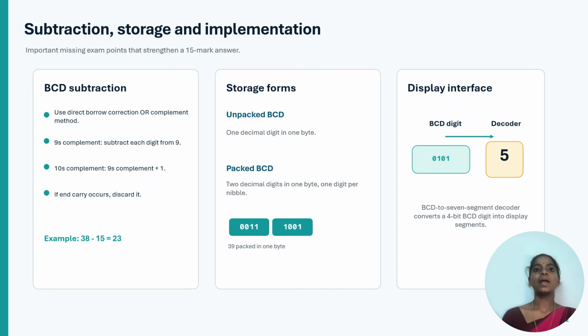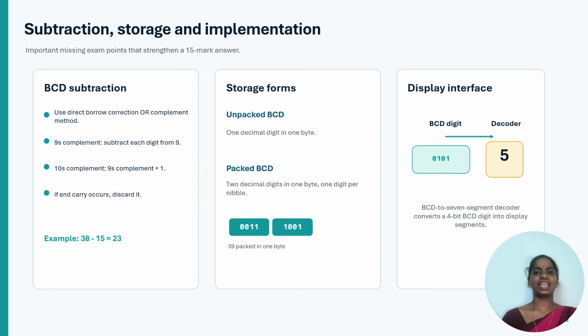And then BCD subtraction. BCD subtraction may be carried out by direct digit bitwise subtraction with borrow correction, but complement methods are more systematic. The common method uses the 9s or 10s complement of the decimal subtrahend. First, find the 9s complement by subtracting each decimal digit from 9, and then add 1 to obtain the 10s complement, and then add the 10s complement to the minuend using BCD addition.